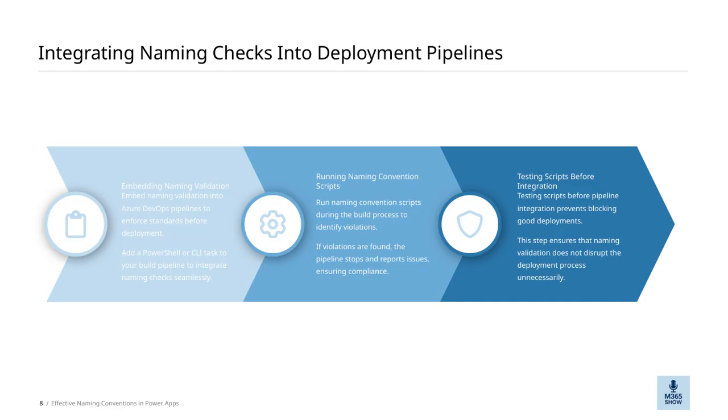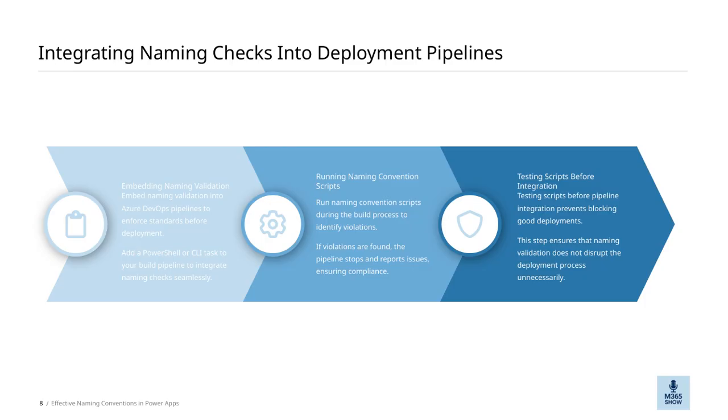Now, let's talk about integrating naming checks into your deployment pipelines. One of the most effective ways to ensure consistent naming conventions in Power Apps is to run validation scripts before you actually deploy. This step is crucial because it helps prevent any disruptions in your deployment process that might occur if naming standards aren't met. By testing these scripts during the build phase, you can catch violations early on. If any issues are found, the pipeline will automatically stop and report those problems, making sure that only compliant components move forward. This process not only saves time, but also maintains the quality of your deployments.